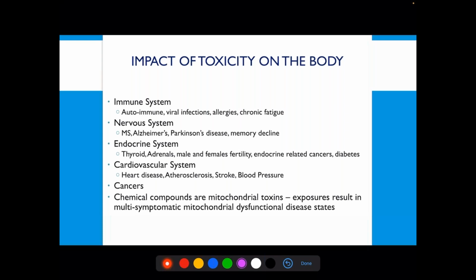So let's talk about the impact of these different things on the body. Unfortunately, it hits every system. And you'll see over the next 2 to 3 slides that pretty much every system is involved. The immune system, it does involve autoimmunity. And what do you do when there's autoimmunity? You try to balance their hormones. You try to get rid of the toxicities around them.